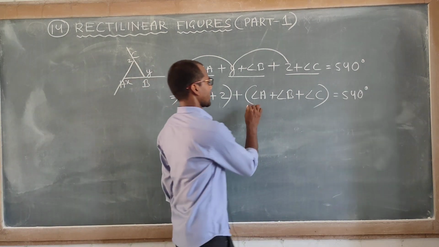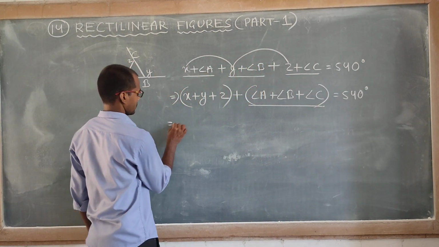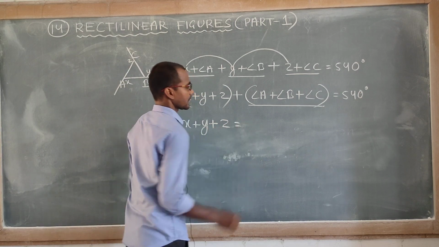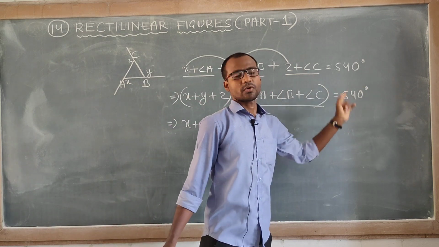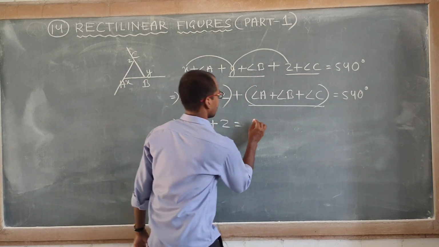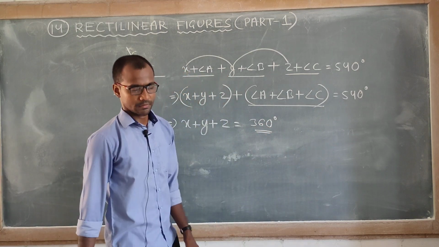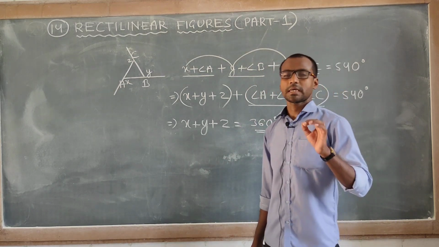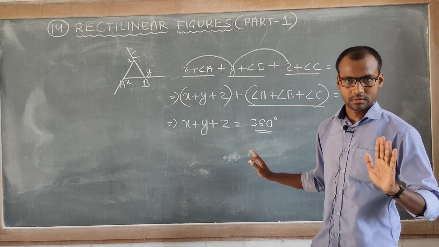Okay, now what is angle A plus angle B plus angle C? It is 180 degrees. So this is 180 degrees. So I will take this right side: 540 minus 180, that is equal to 360 degrees. So in case of a triangle, the sum of the external angles is equal to 360 degrees. Okay.